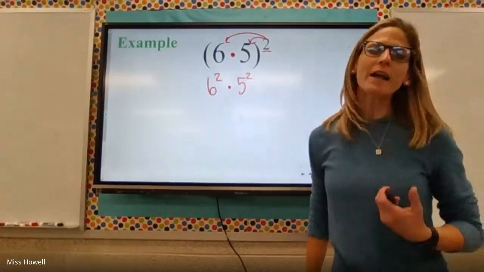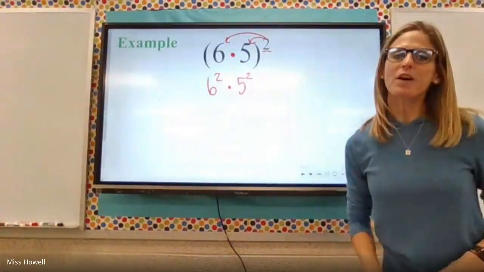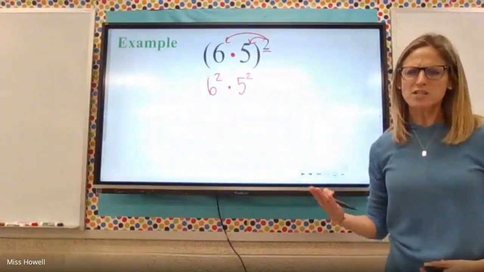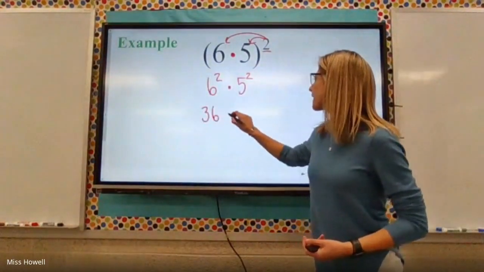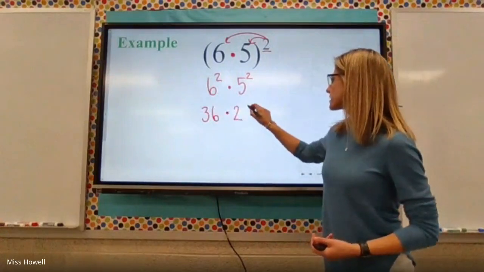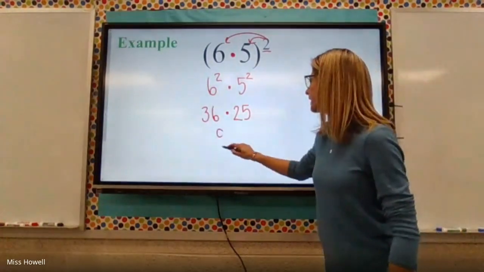Now, if we were leaving our items as powers, we would be done. If we were evaluating all the way, we could keep going. We'd say, oh, I could do the math there. 6 squared would give us a 36, and 5 squared would give us a 25. So we can say, all right, now we just have two numbers we can multiply together and see what we get. In this case, we would end up with a 900.